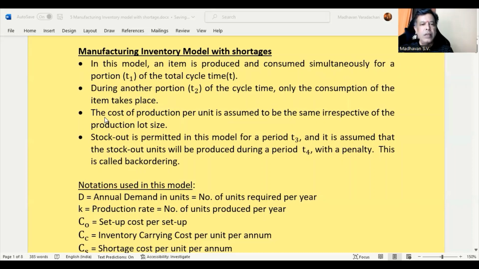And in this model, the cost of production per unit is assumed to be the same irrespective of the production lot size. And even we consider the demand to be uniform throughout the year. Stockout is permitted in this model for a period T3, and it is assumed that the stockout units, whatever is the quantity, will be produced during a period T4 with some penalty. And this is called back ordering.